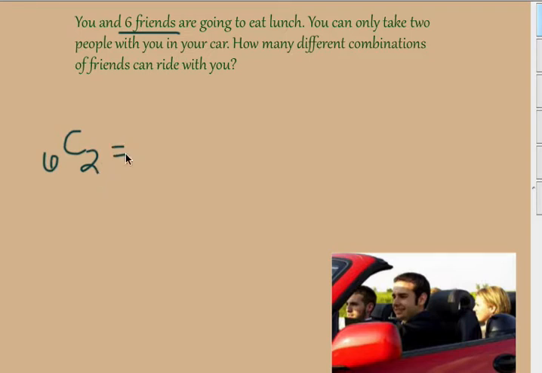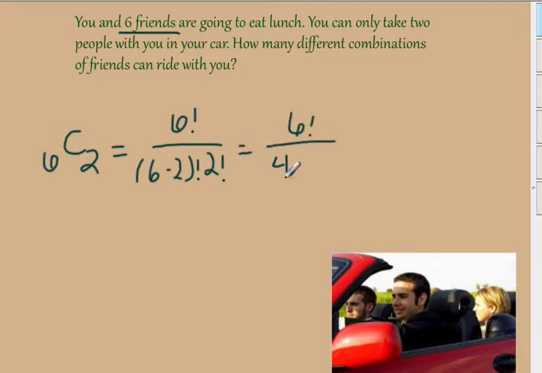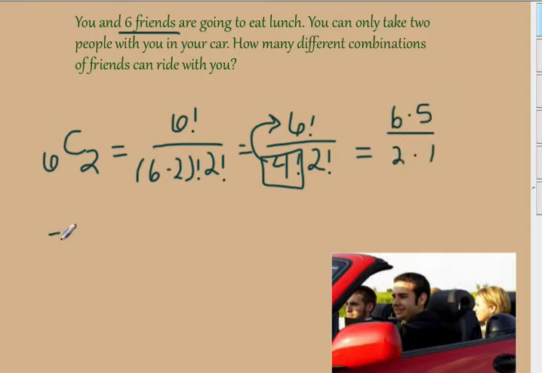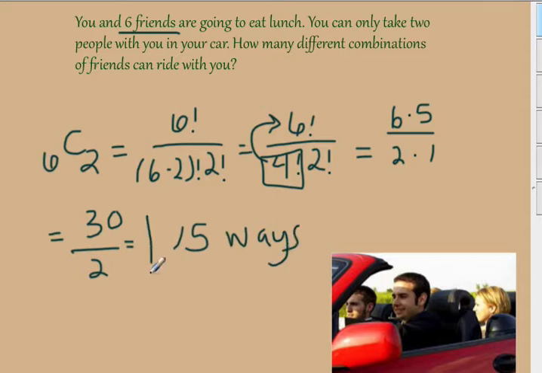So let's go ahead and set that up in combinations. So you have 6 factorial, and then you're dividing that by 6 minus 2 factorial times 2 factorial. So then I have 6 factorial divided by 4 factorial times 2 factorial. So here's the larger factorial here, so I can actually take that out of the 6 factorial. So everything from 4 on down is going to be taken out of that. So I have 6 times 5 on top and 2 times 1 on the bottom. So I end up getting 30 divided by 2, which is going to give me 15 different ways that you can go about bringing friends with you in the car.